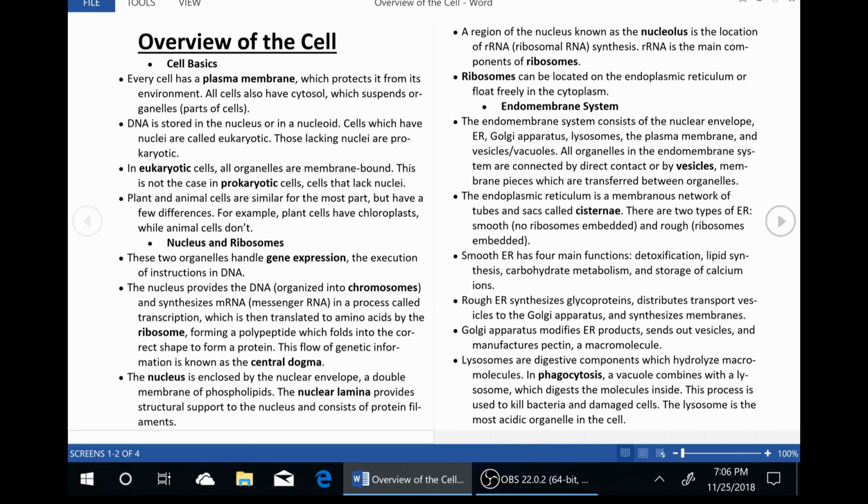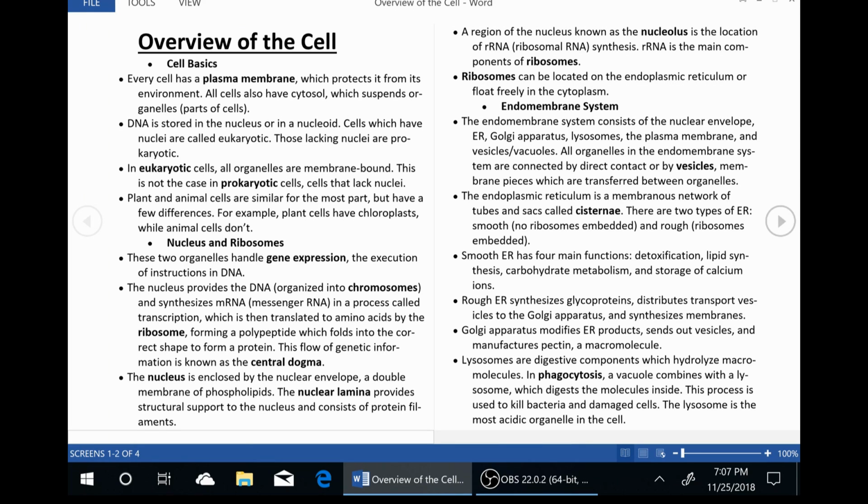Another thing that all cells share is cytosol, which suspends organelles. Cytosol is the main component of the cytoplasm, the main liquid or semi-liquid substance in the cytoplasm. Then we have the fact that DNA is stored in the nucleus or nucleoid. In prokaryotes, it's stored in a nucleoid, which is not enclosed in a membrane, whereas the nucleus has a membrane surrounding it, as do all organelles in a eukaryotic cell.